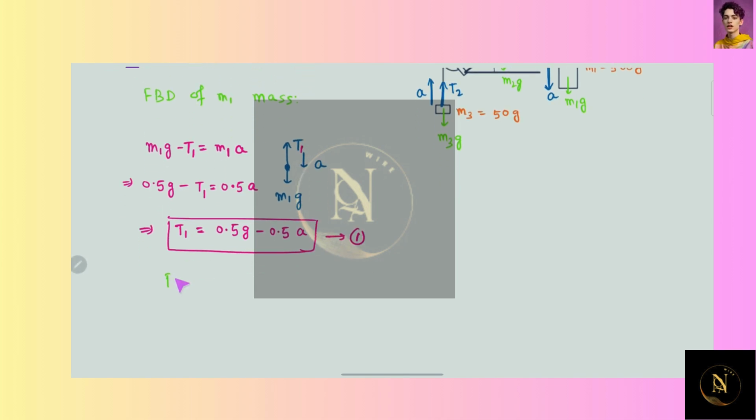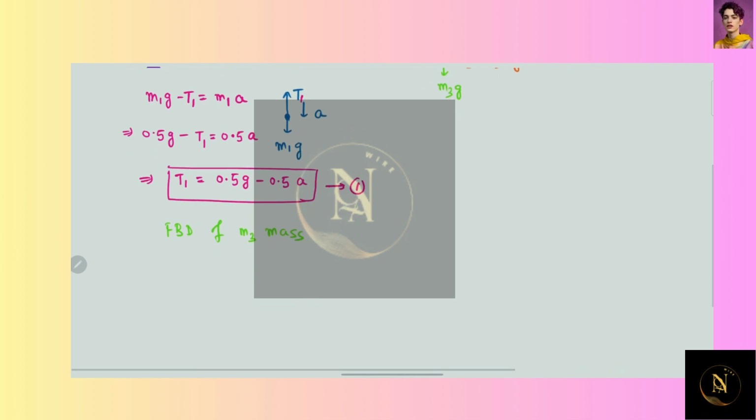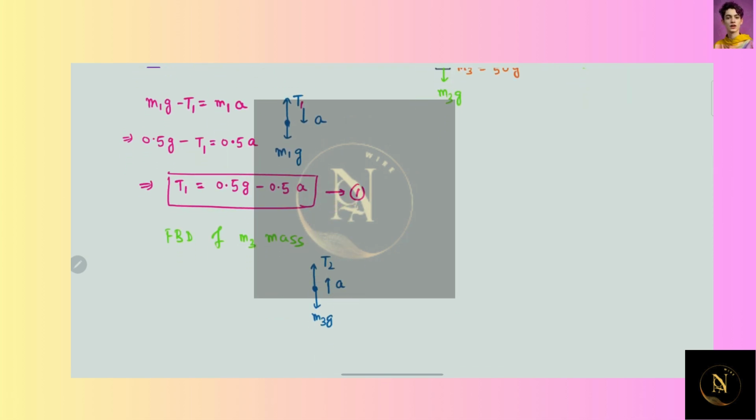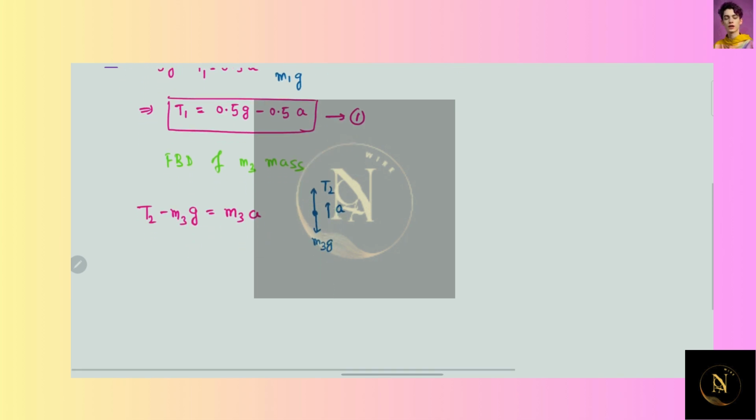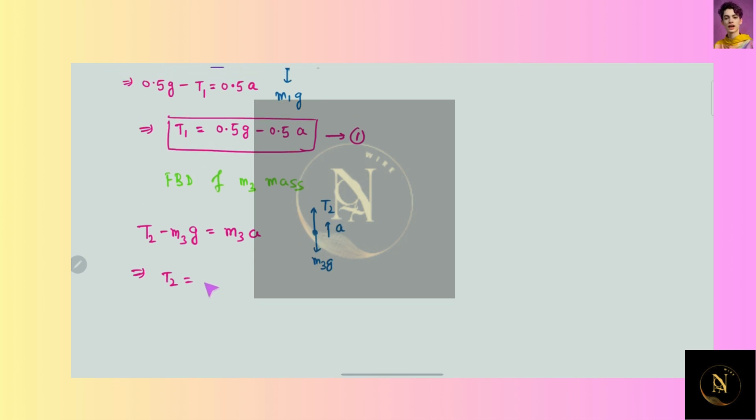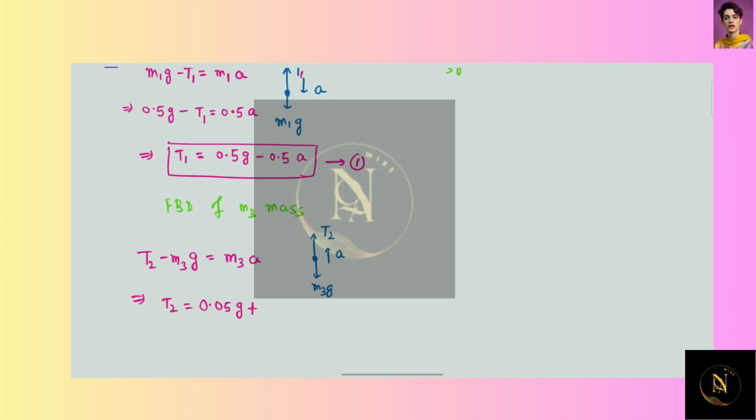Let's draw the free body diagram for M3. So FBD of M3: I will replace the mass by a point, on which the M3G force is acting downward, and the tension force T2 is acting upward, and because of that the whole block is moving upward with an acceleration of A. In this case T2 is going to be more than M3G, so the net force in the upper direction is T2 minus M3G, which has to be equal to M3 times A. From here I can write that T2 is equal to 0.05G plus M3A, which is 0.05A. Let's say this is my equation number 2.